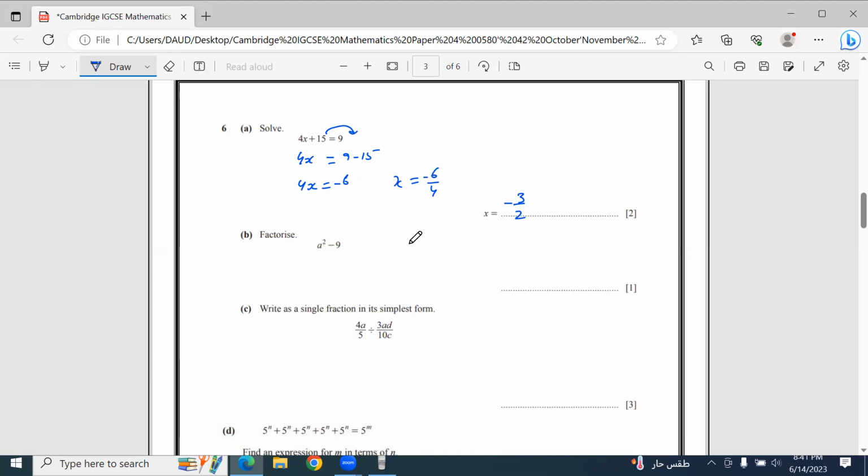Next, here you can apply the formula a squared minus b squared, which is equal to a plus b, bracket open, a minus b. So a squared minus 3 squared means a plus 3, a minus 3.